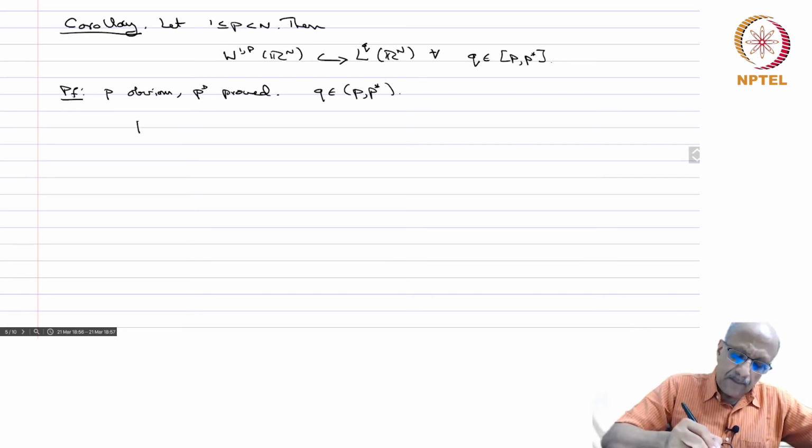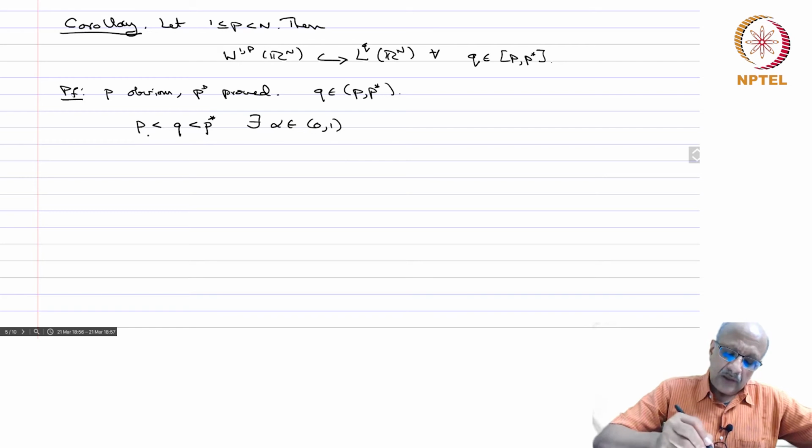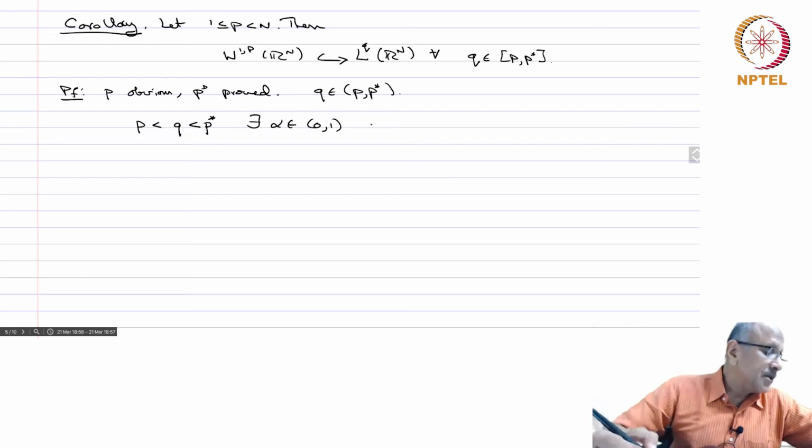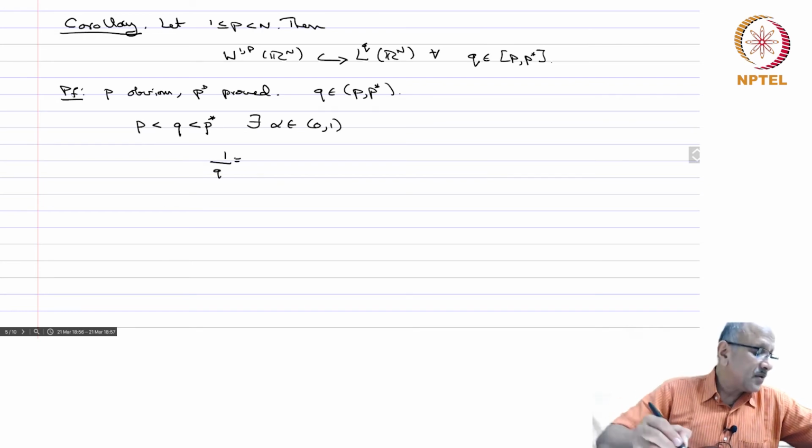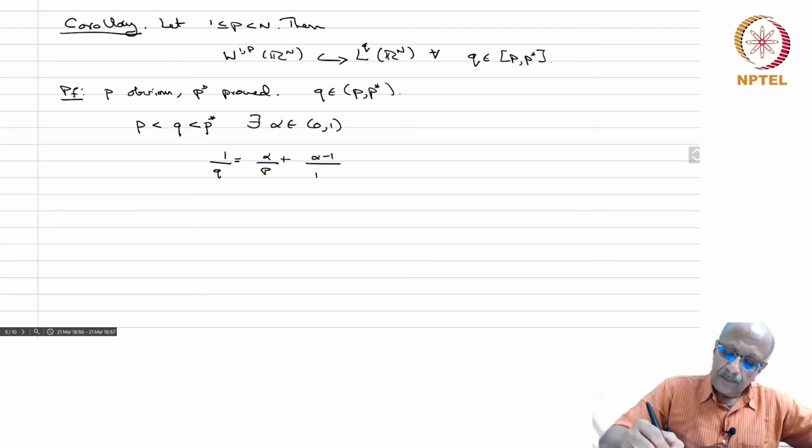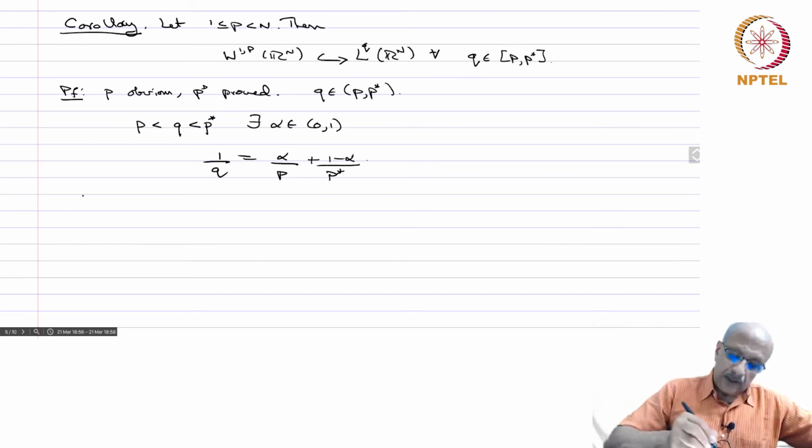So let us take p less than q less than p*, then there exists an alpha belonging to (0,1), because then 1/p* is less than 1/q less than 1/p. So it can be written as a convex combination. There exists an alpha between 0 and 1 such that 1/q equals alpha/p plus (1 minus alpha)/p*. Okay, so then what does this imply?